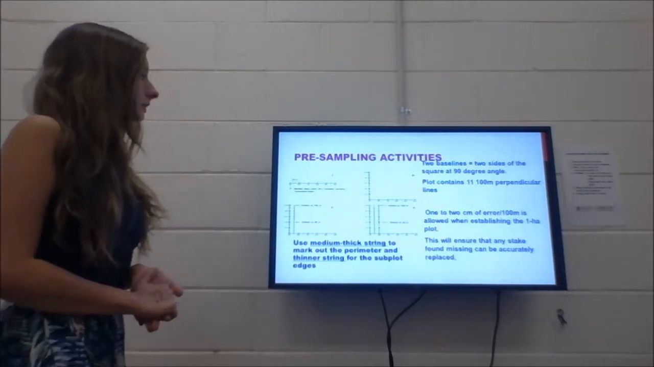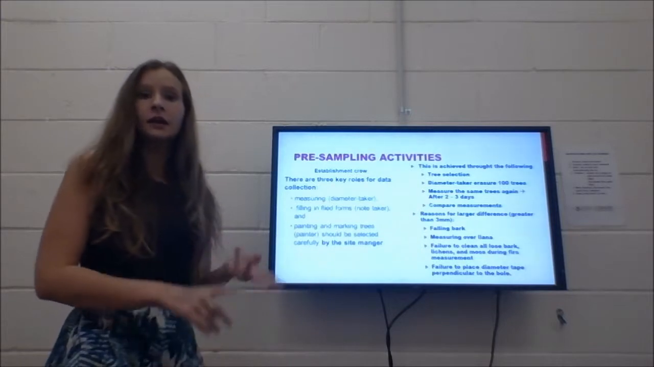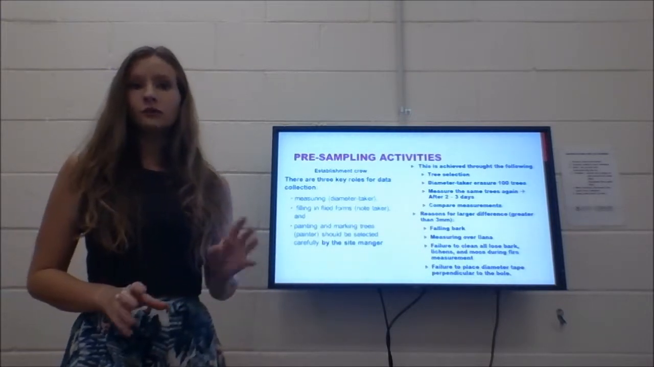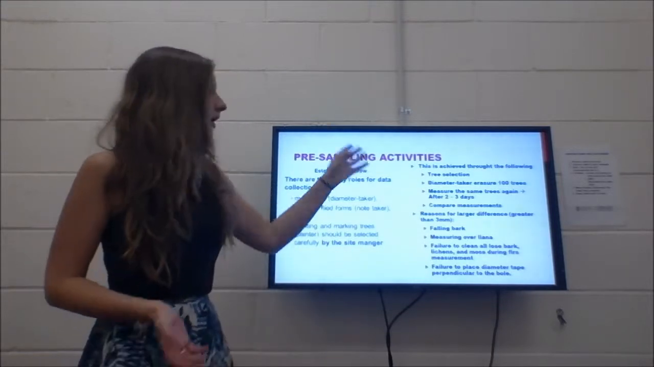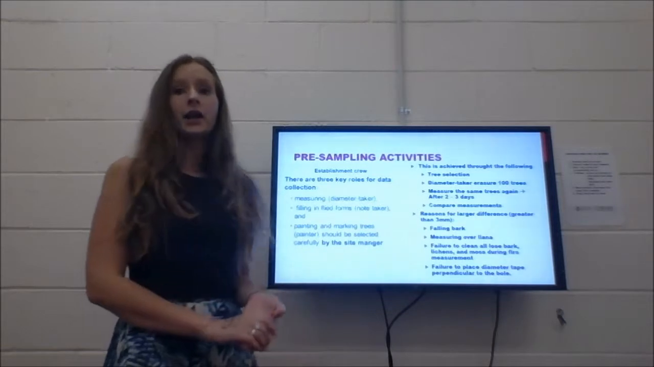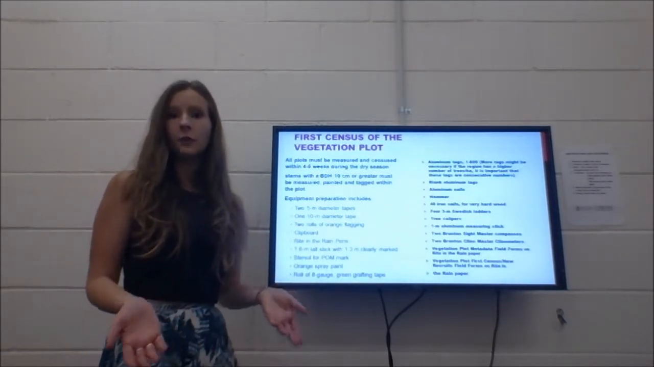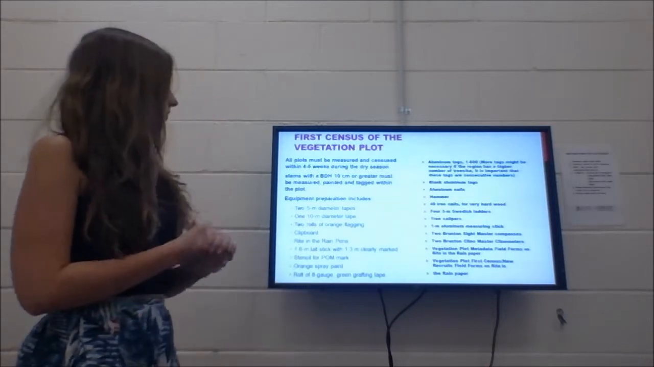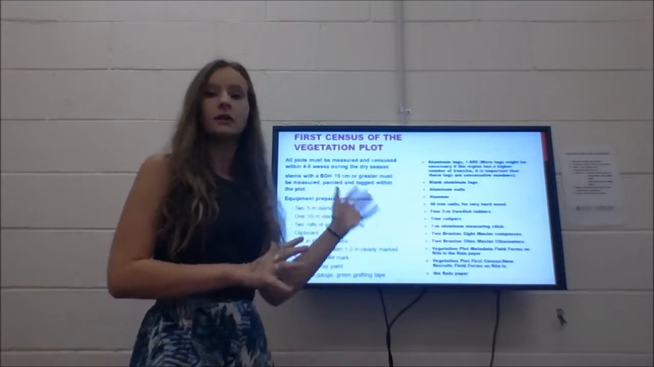whilst recording their bearings. There are 3 key roles for data collection such as the diameter taker, node taker and painter. Accuracy and precision of diameter measurements are improved by error calibration. These are achieved by the following, and the reasons for such large differences could be due to bark, pollen, or other irregularities. All vegetation plots must be censused and measured within a 4 to 5 week period during the dry season. The equipment used during the first census includes the following, such as tapes, clipboards, paints, nails, and so on.